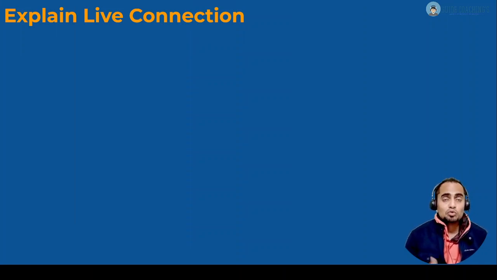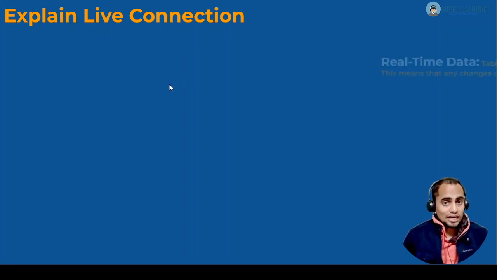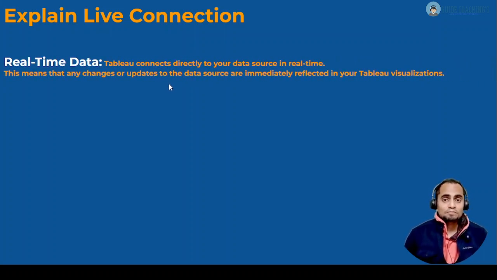In a live connection, it mainly depends on four aspects. The first one is real time data. Whatever data is present in our database or data source is going to be used for the creation of reports and dashboards. Tableau connects directly to your data source, something like SQL Server, Snowflake, MongoDB, Oracle DB, whatever database you have, and you access the data directly. This means that any changes or updates to the data source are immediately reflected in the Tableau visualization.